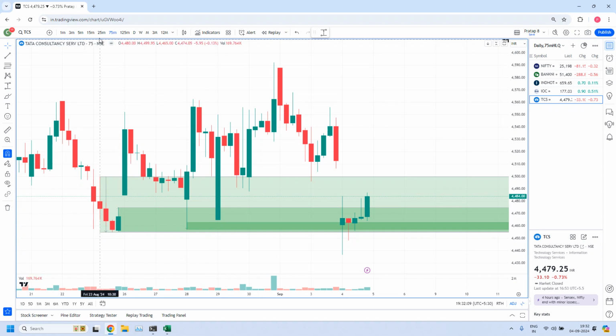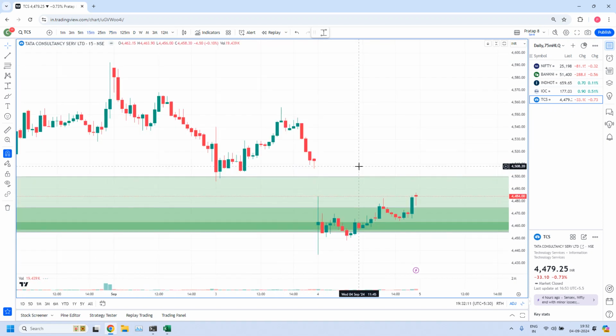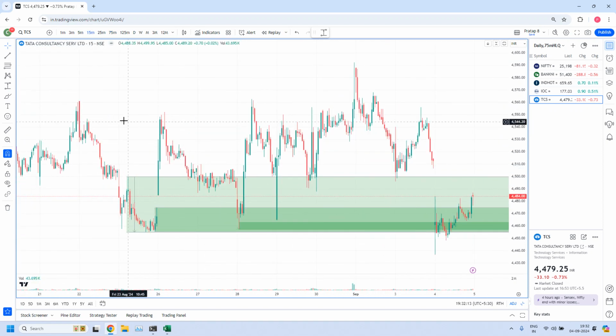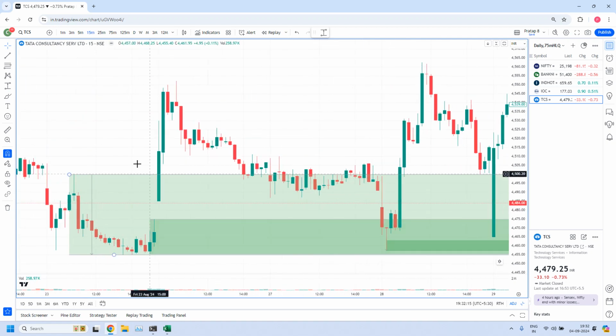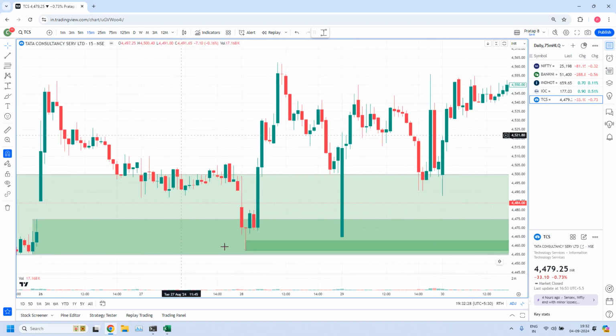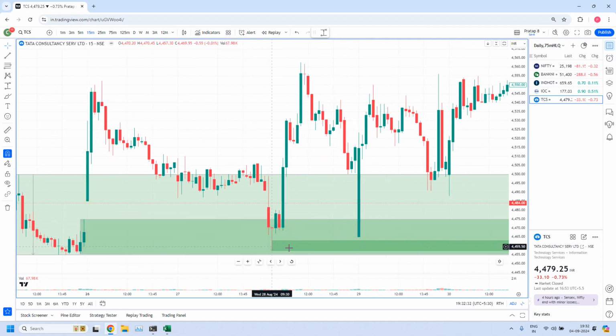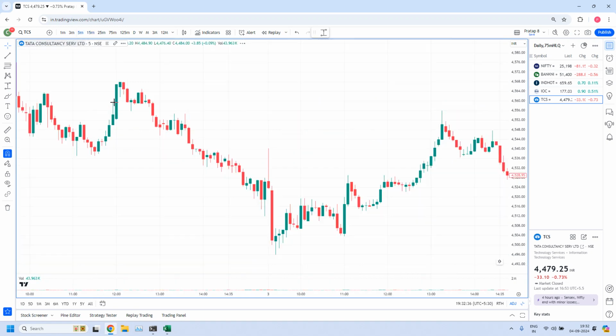And what I did, I fine-tuned this zone with the 15 minutes time frame. Here we have a 15-minute zone. We have a drop candle, we have a rally candle, 4 base candles and a rally candle. This is the 15-minute zone. And previously prices tested this 15-minute zone twice. But here we identified a fine-tuned 5-minute zone. Let me go to the 5 minutes time frame.